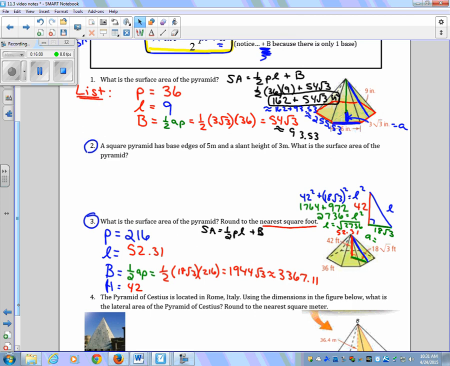Okay, so we needed the height, not for the surface area, but we needed the height to be able to find the slant height. Now we're going to plug in. 1/2 perimeter was 216. Slant height is 52.31. Area of the base is 3,367.11. When I do 52.31 times 216 times 1/2, I get 5,649.13, and I'm going to add that to 3,367.11.